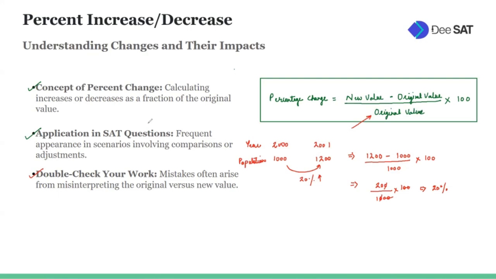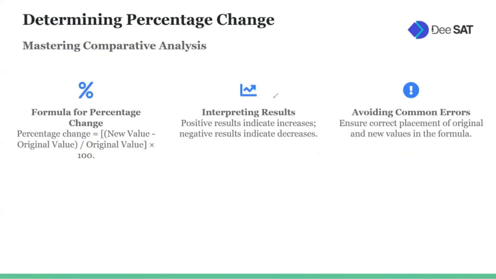Let's now explore more advanced topics. So, determining the percentage change. The formula for percentage change, as I already wrote. I'm taking one more example to elaborate that again. For example, the price of a product increased from $50 to $60. So the price increases from $50 to $60. What will be the change?